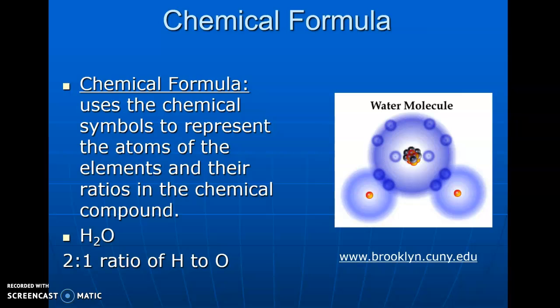Let's also refresh our memory of what a chemical formula tells us and how to read a chemical formula. So remember that a chemical formula uses the symbols of the elements to represent the atoms, and it also tells us the ratio of those atoms or elements in the compound that we're talking about. So when we look at a formula like H2O, we know then that there is a 2-to-1 ratio for hydrogen to oxygen.